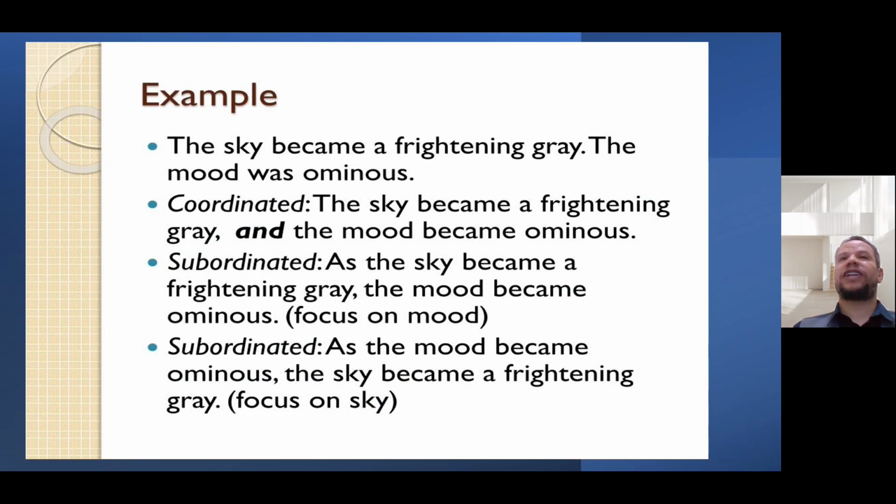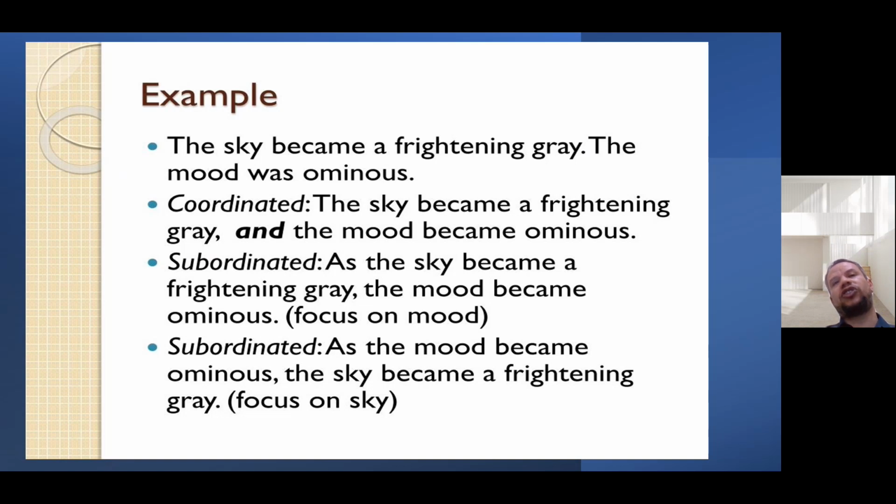The sky became a frightening gray. The mood was ominous. If you know the complete meaning of this one, the sky became a frightening gray, complete meaning, yes? Yes. The mood was ominous. Complete meaning. So if you need to use both as complete meanings, it means you have to use a coordinating conjunction. A coordinating conjunction is and. The sky became a frightening gray and the mood became ominous.